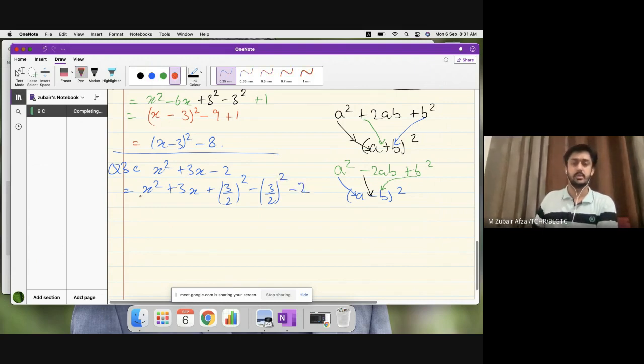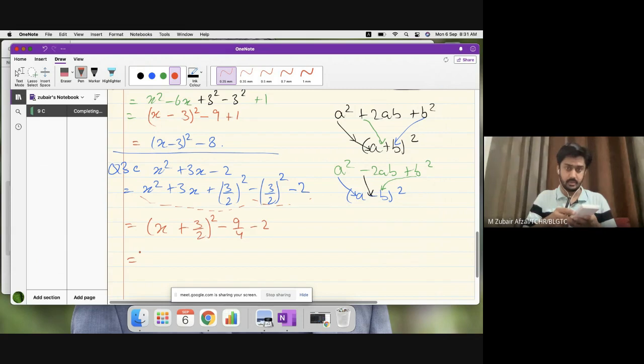So I'll close the first three and solve the last two. Closing the first three, x, copying the positive sign, copying the number 3 by 2 whole squared, minus 9 by 4 minus 2. This time I'll use my calculator. So 9 by 4 and 2, minus, this becomes 17 over 4. 17 over 4, that's right. So x plus 3 by 2 whole squared minus 17 by 4. This is your completing square form.